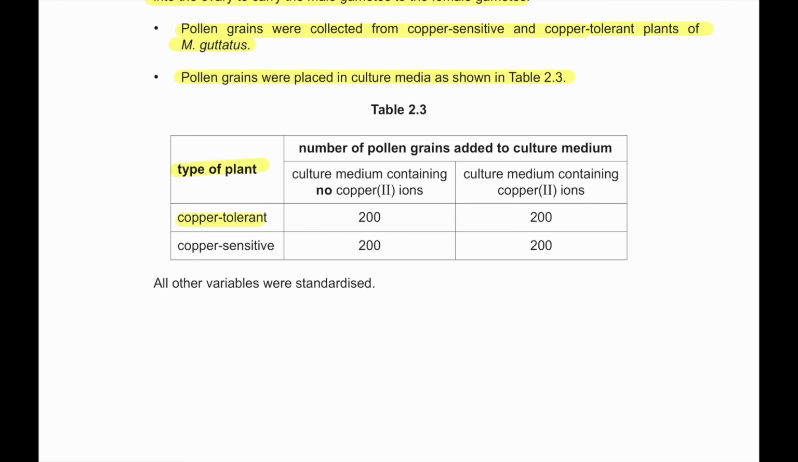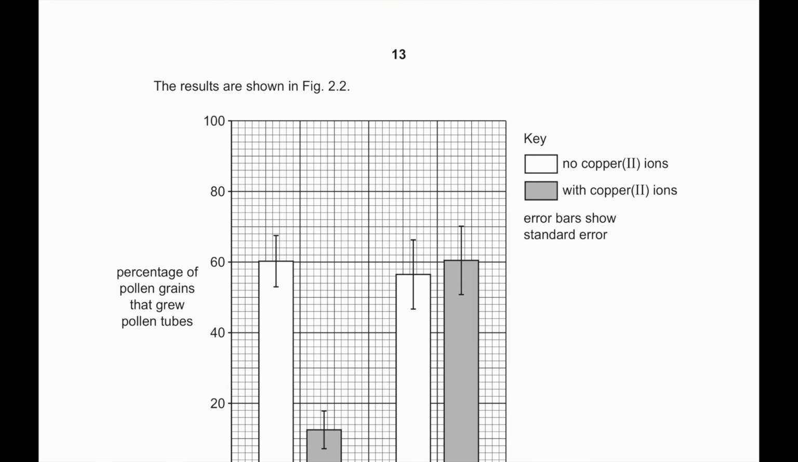Type of plant: copper tolerant. Culture medium containing no copper ions. Number of pollen grains: 200. Culture medium containing copper 2 ions. Number of pollen grains: 200. Okay. All other variables are standardized. Okay, we can see that. The results are shown in figure 2.2.